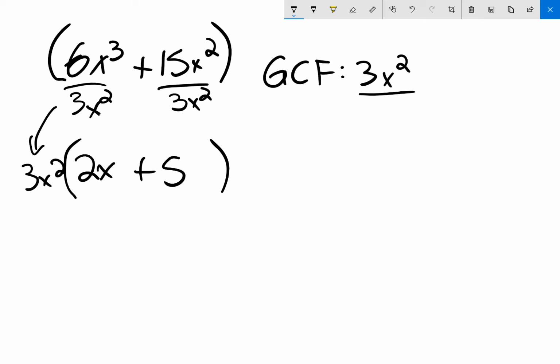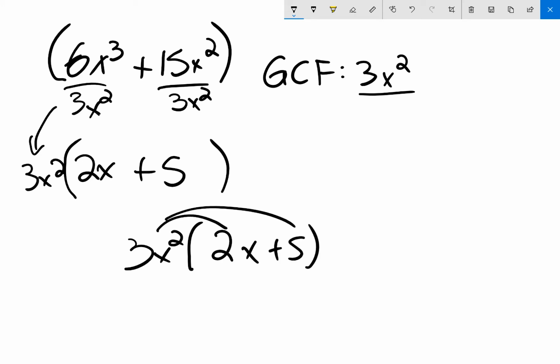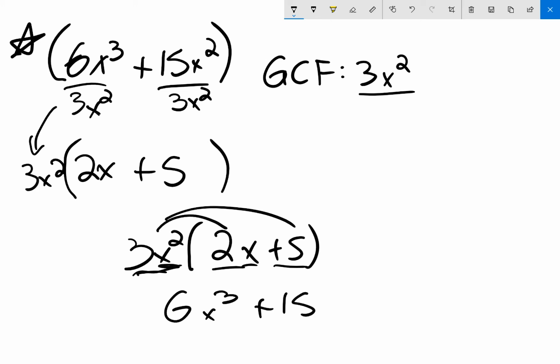And a good way to check, remember, is that factoring is just the opposite of multiplying or distributing in most cases. So if you were to take this answer we just got and distribute it back, you would get what we had originally started with. So 3x squared times 2x: 3 times 2 makes 6, and x to the second with an x makes an x to the third. And 3x squared times 5: 3 times 5 makes 15, and x to the second, with no other x's in this term, remains x to the second. You can see that's exactly what we started with.